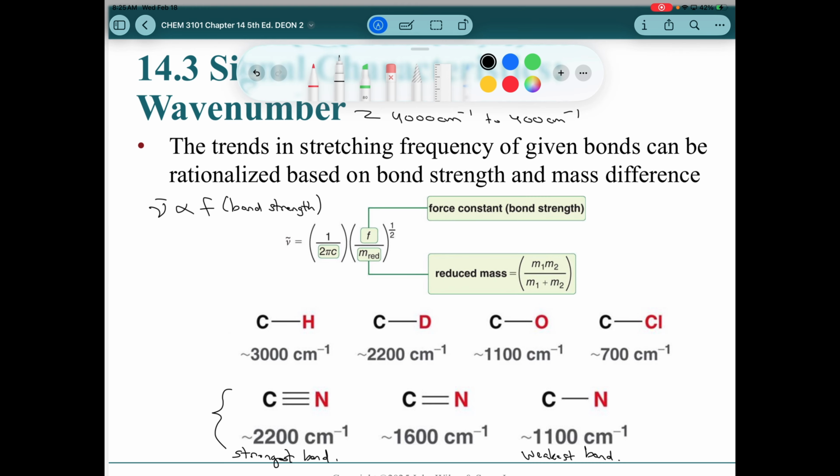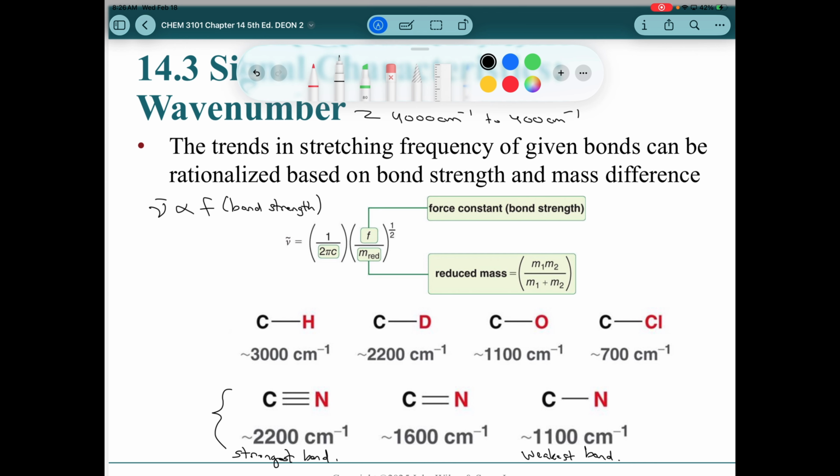Now, if we think about the reduced mass, which is the product of the masses of the two atoms in the bond divided by the sum, well, what does that mean? The reduced mass is going to get bigger as we have larger, heavier atoms, and it's in the denominator, right?